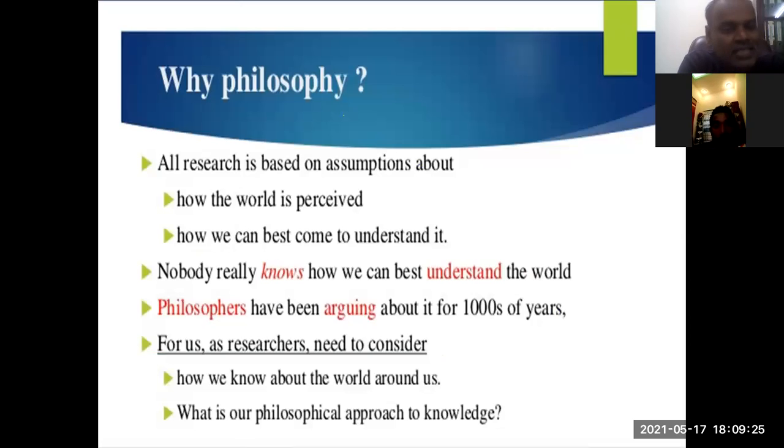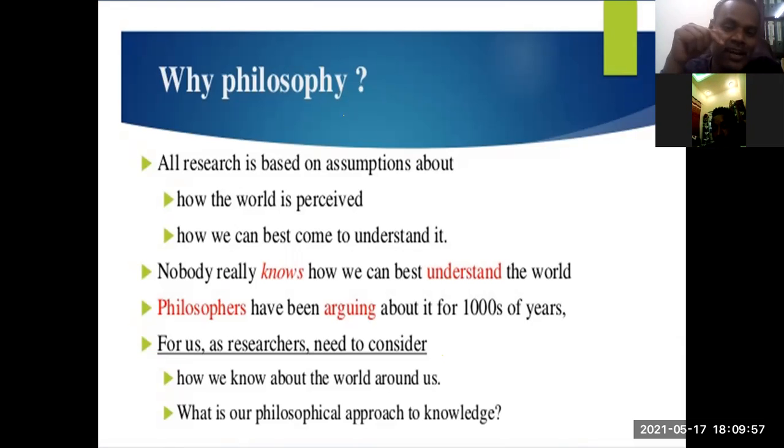So the philosophy is very much needed. All research is based on assumptions only. So how the world is perceived, how we can best come to understand it, how you are going to look at the society, how you are going to best understand the society. Nobody really knows how we can best understand the world. Each individual has a different understanding towards the society or towards the world.